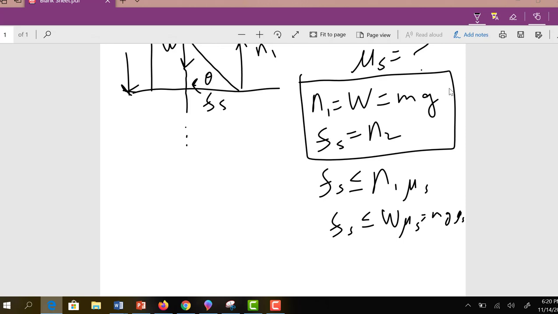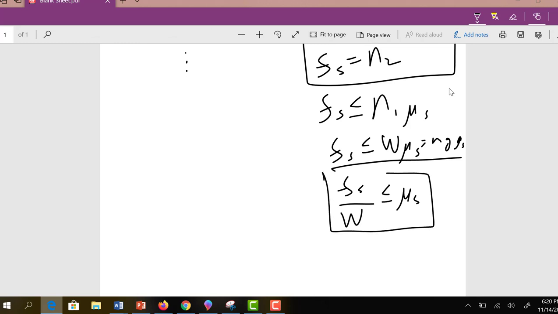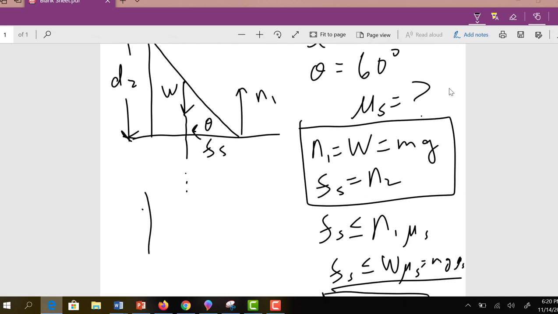Still, I can't solve for mu sub s yet. I would be able to know what it needs to be from this formula. Looking at this, static friction divided by the weight is less than or equal to mu sub s. So if I can somehow get static friction or weight, I can maybe use that. So this is one of those problems. I always say this is the hardest problem of the semester. So far, this is going to be the hardest problem of the semester. But that's okay. We'll work through it and see if we can solve it. Let me erase this.